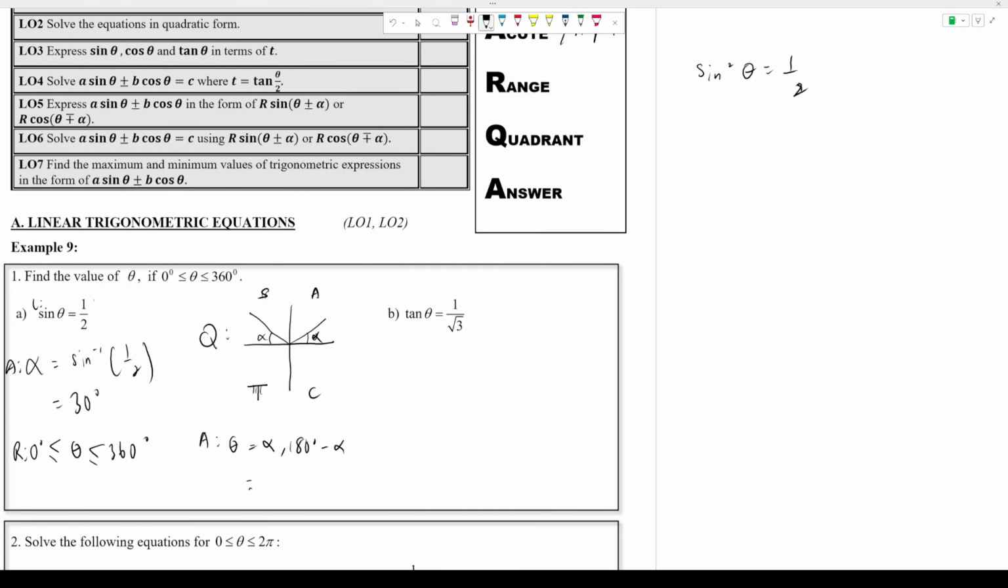So alpha tadi kamu 30 degrees. And 180 minus 30 degrees. So kamu akan dapat answers are 30 degrees and 150 degrees. Okay. So what you are doing, apa kita buat dekat sini basically, kamu cari semua jawapan yang possible, the possible answers lah kan. Kalau kamu masukkan dalam calculator sin 30, kamu akan dapat 1/2. Kamu masukkan sin 150, kamu akan dapat 1/2.